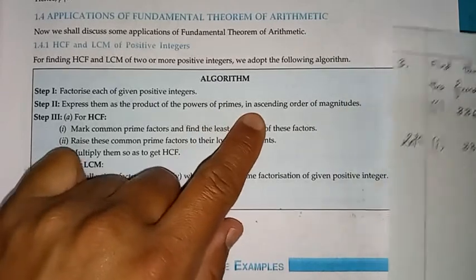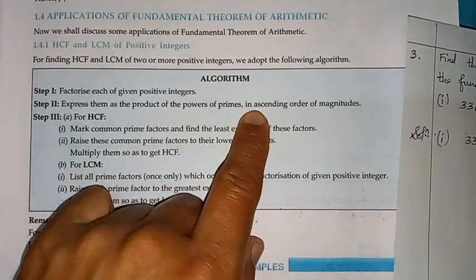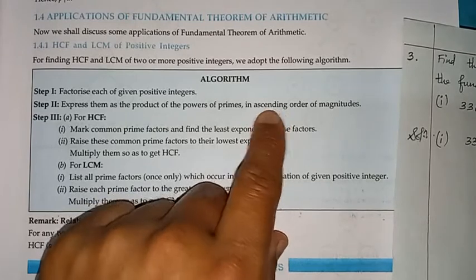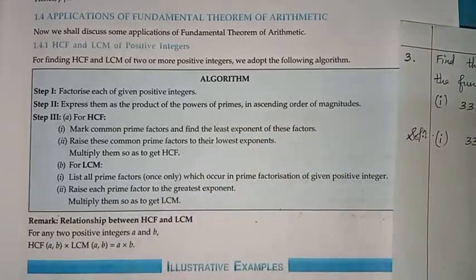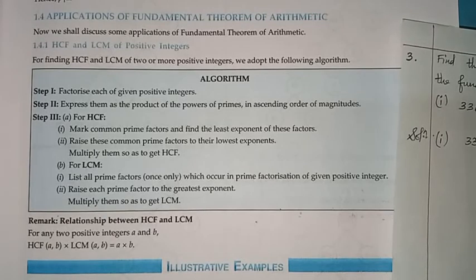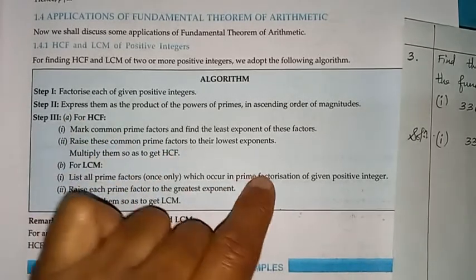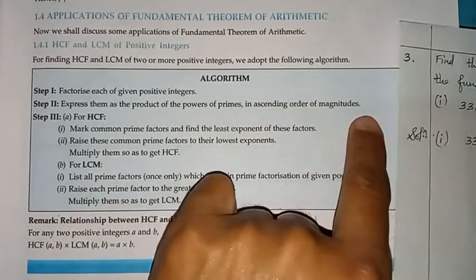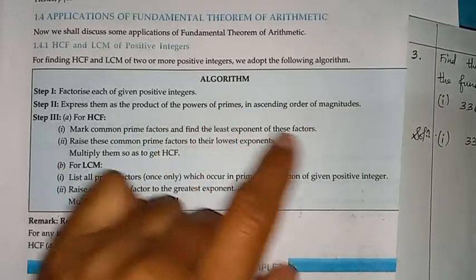But the thing to note is that you should write these prime factors in ascending order of magnitude. For every number, the smallest prime number should come first, then bigger and bigger, and the largest prime number should come last. So express them as the product of primes in ascending order of magnitude.